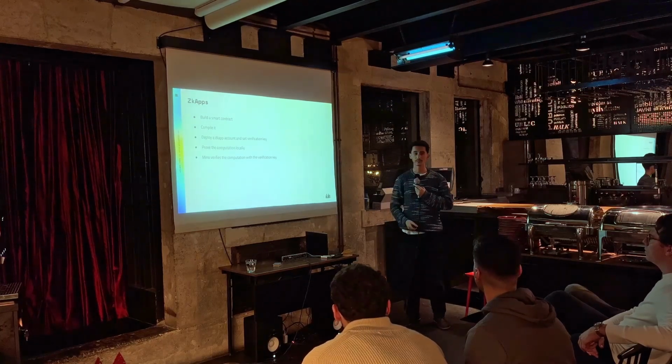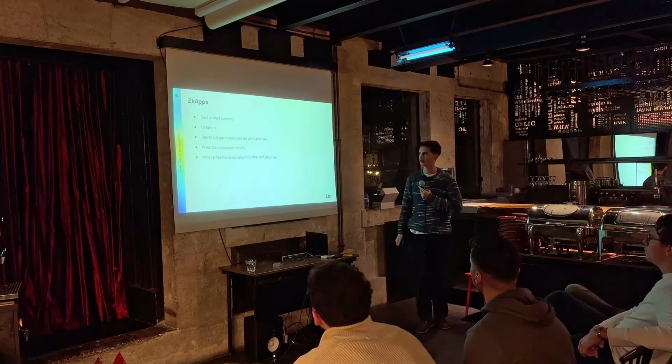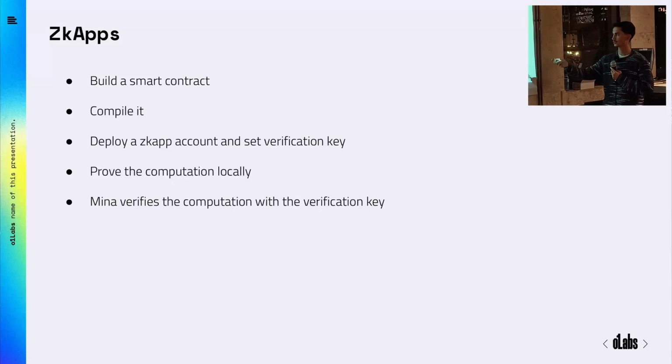So in order to build a zkApp, first we need to build a smart contract, as shown in this example. Then we will need to compile it. In this context, compilation is a bit different than in programming languages. We don't compile to bytecode or machine code, but it generates provers and a verification key. And we take that verification key and deploy a zkApp account with that.